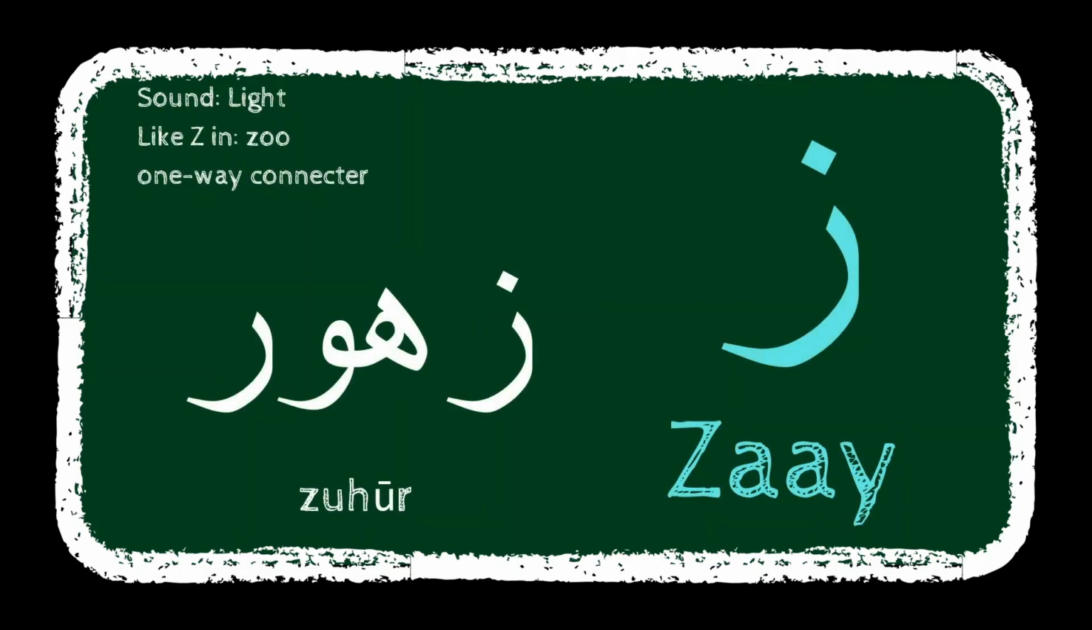Now, the next letter is zay, which is a light letter, and it's pronounced like the Z in the word zoo, for example. And it is a one-way connector, and we have this word which is zuhur, zuhur, which means flowers.